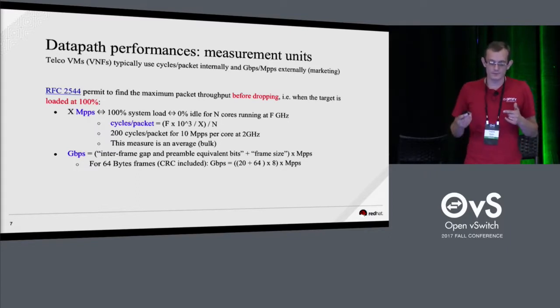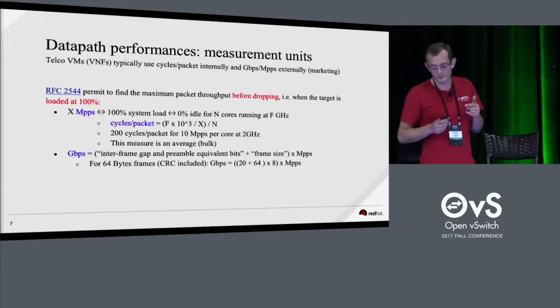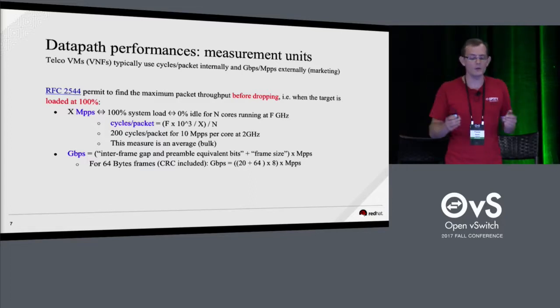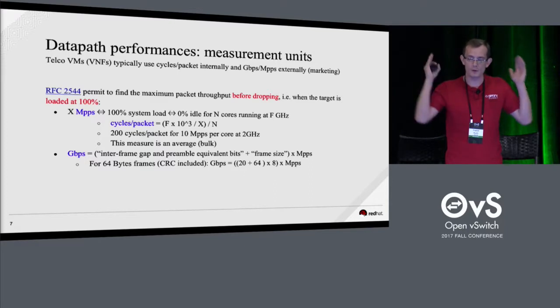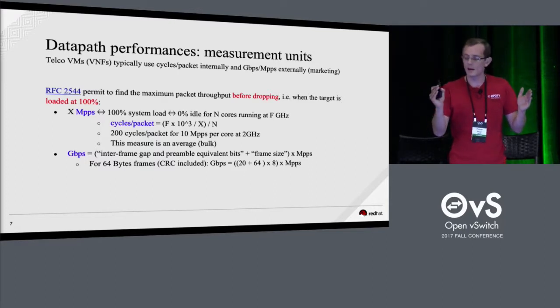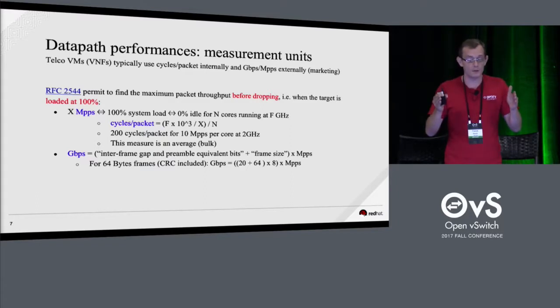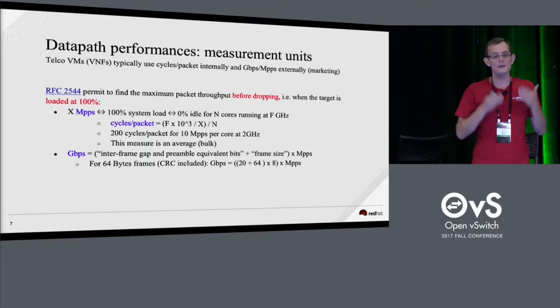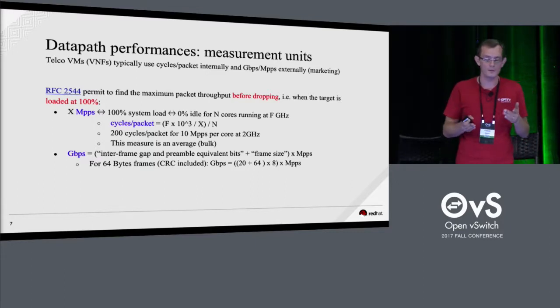And finally, the units to measure the performance. Usually we use RFC 2544 for individual tests. RFC 2544 loads your system at 100%. It means that you spend 100% of your cycles to process packets. It means that you cannot process more. You're exactly loaded at 100%. So for a given clock speed, you can calculate the number of cycles per packet. This is why we use RFC 2544.